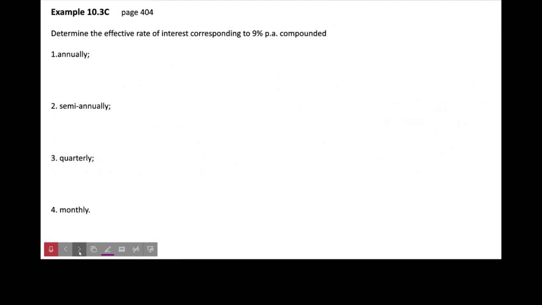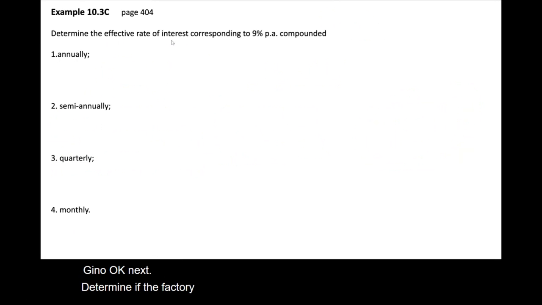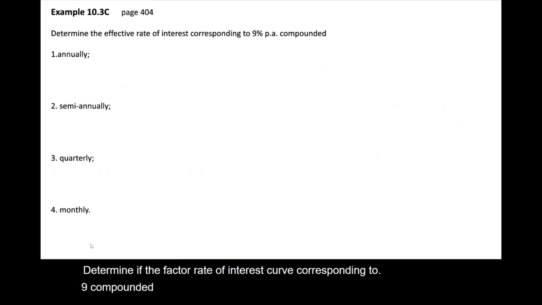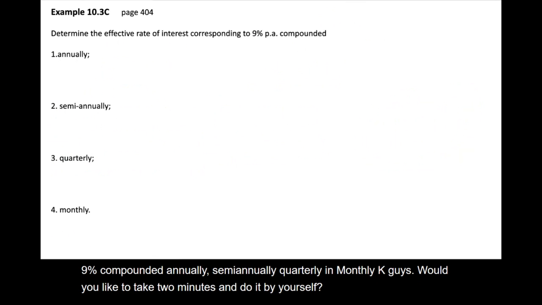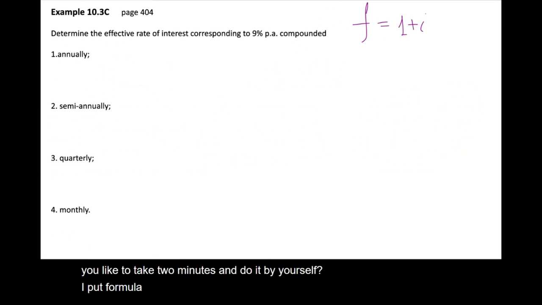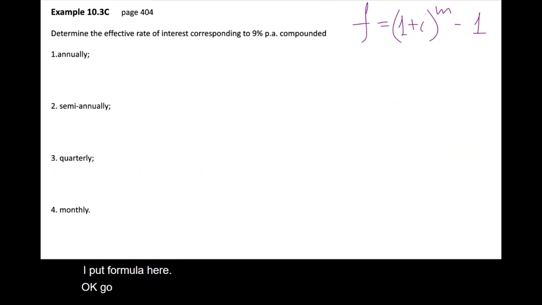Okay. Next, determine the effective rate of interest corresponding to 9% compounded annually, semi-annually, quarterly, and monthly. Okay, guys, would you like to take 2 minutes and do it by yourself? I put the formula here. Okay, go ahead. So take 2 minutes and do it.